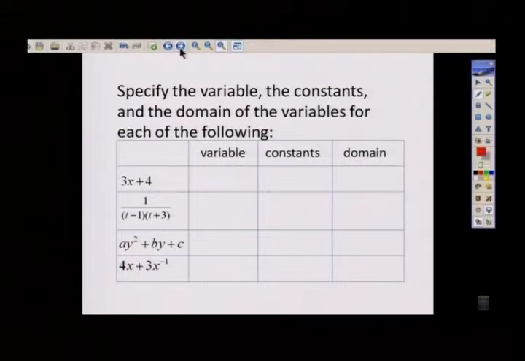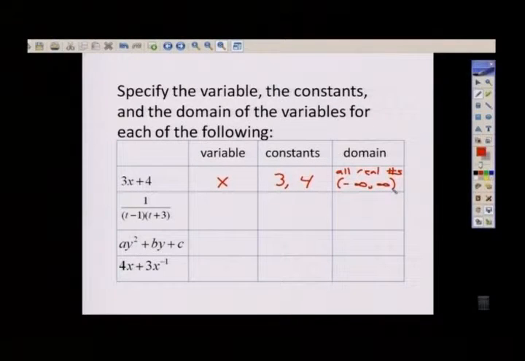So in this first expression, the variable is x. The constants are the 3 and the 4, and the domain would be all real numbers, which could be expressed as negative infinity to infinity.